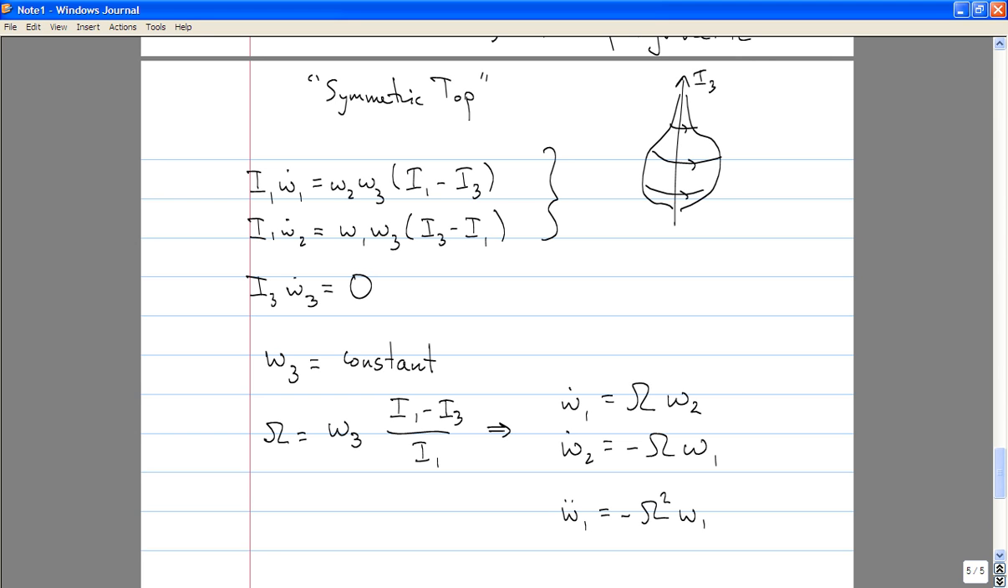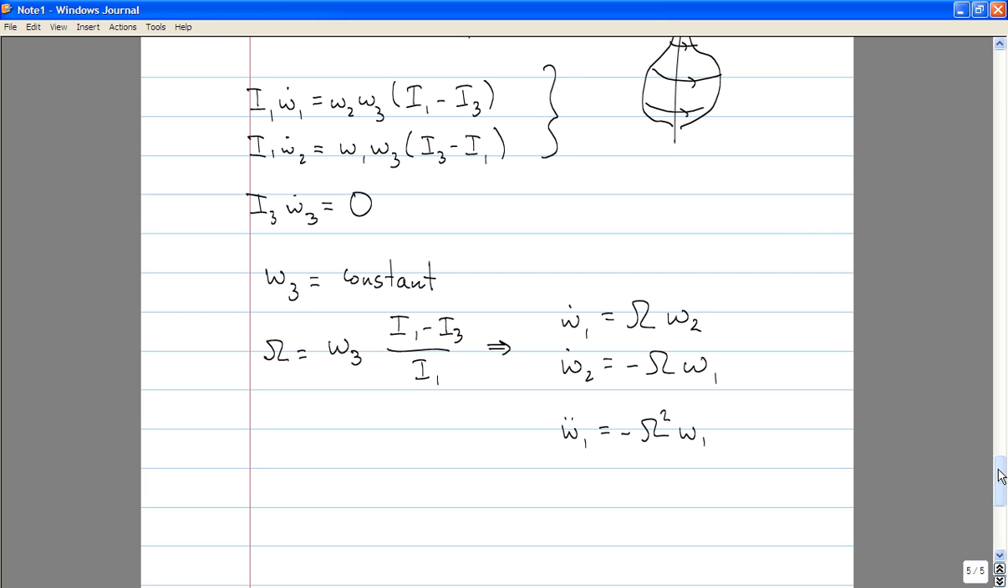And likewise, the equation of motion for omega 2 will also be that for a simple harmonic oscillator with frequency capital omega. So the solution then will be that omega 1, omega 2 is a constant, which is the amplitude of the solution of the simple harmonic oscillator, that I'll call omega naught, times some sum of sines and cosines.